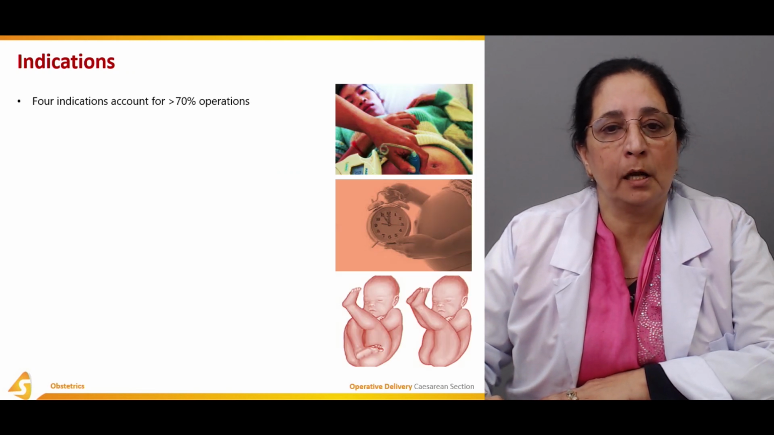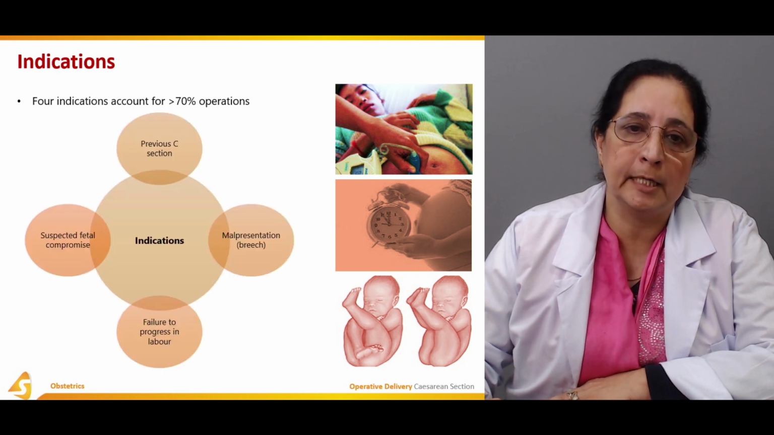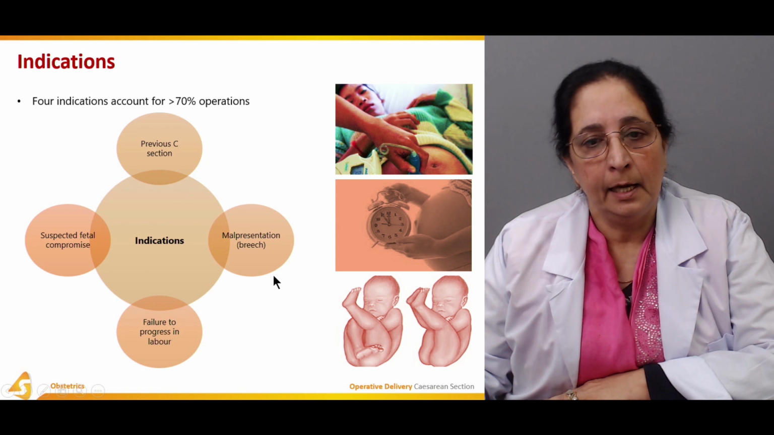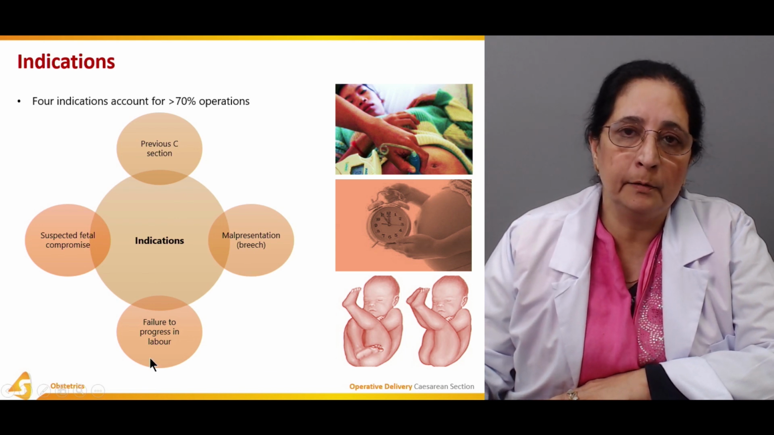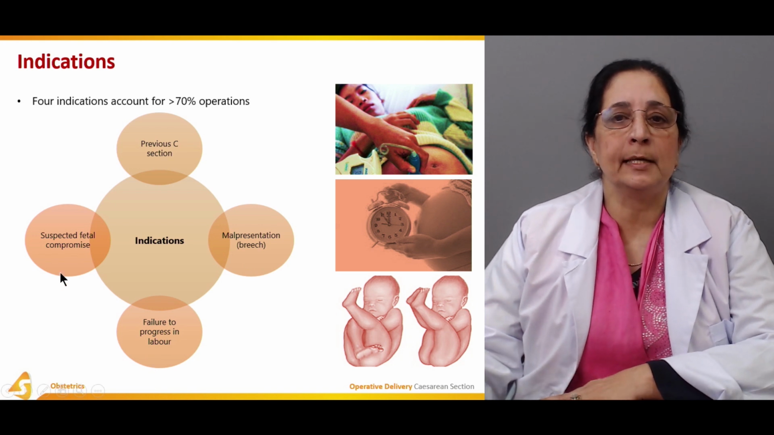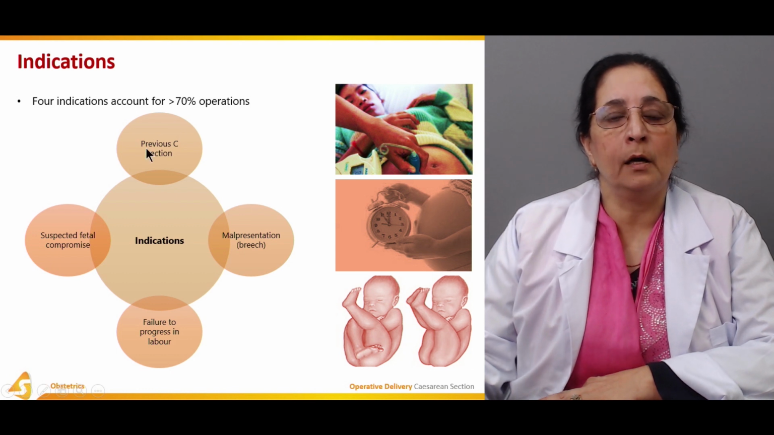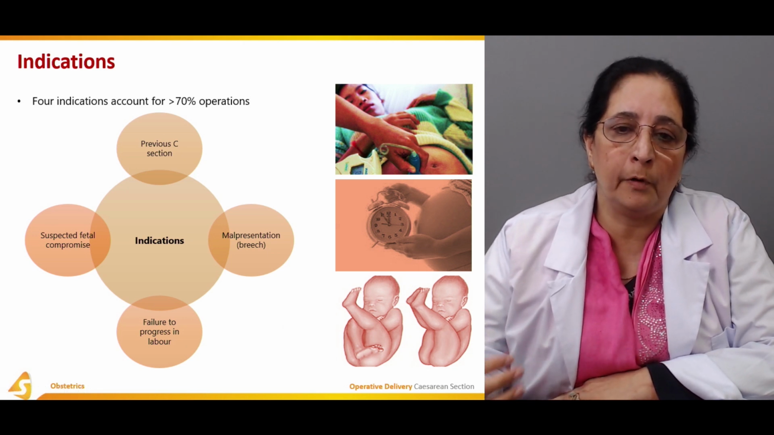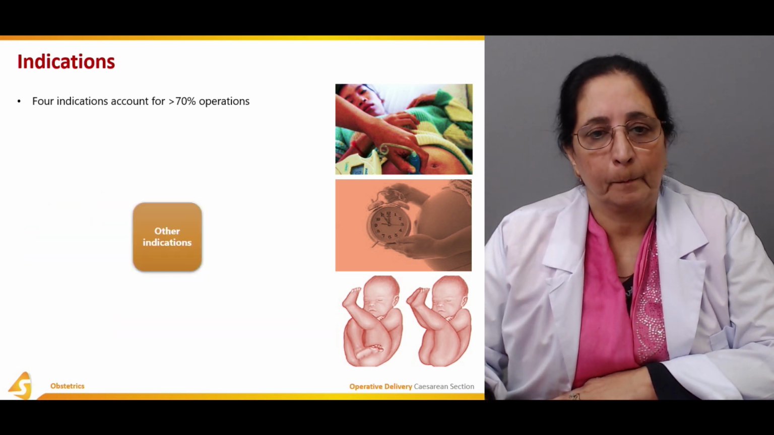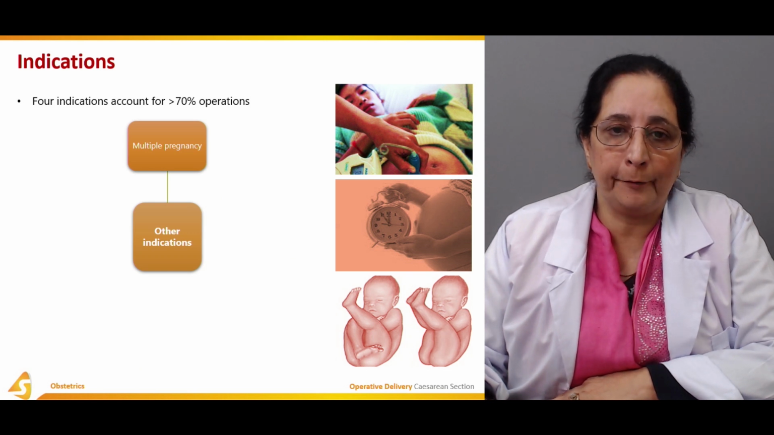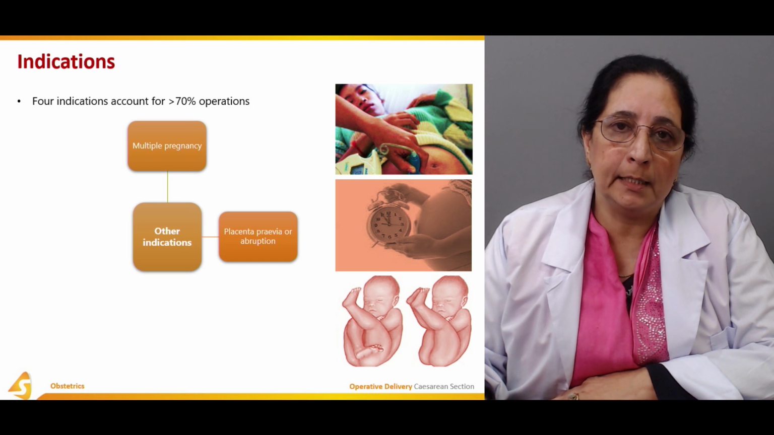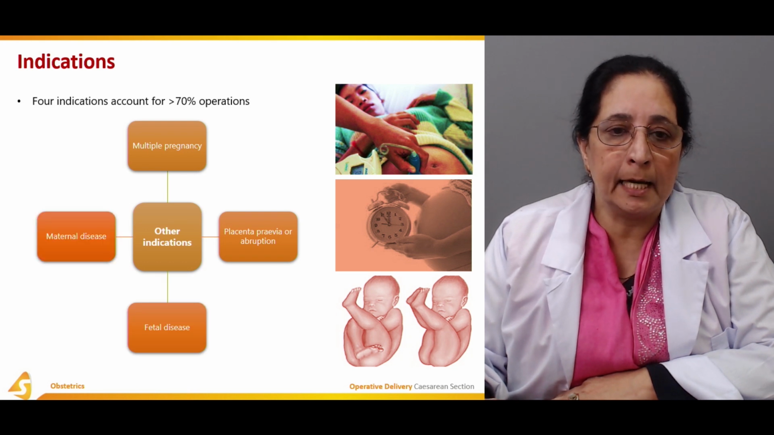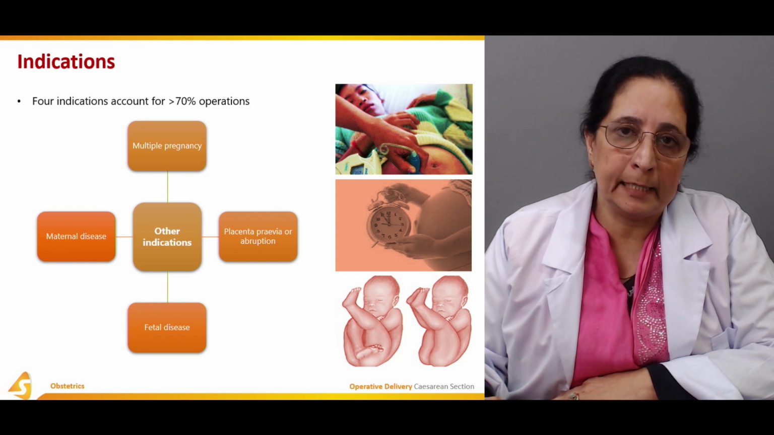Indications. Four indications account for more than 70% of C-sections. These indications are: if there is a previous C-section, usually they go for section again; if there is breech presentation; if there is failure to progress in labor; and if there is suspected fetal compromise. All these four are very common indications for C-sections. Mostly, when C-sections are performed, one of these indications is present. Some other indications are multiple pregnancy, placental abnormalities like placenta previa or abruptio when normal deliveries cannot be performed, fetal disease, and maternal diseases.